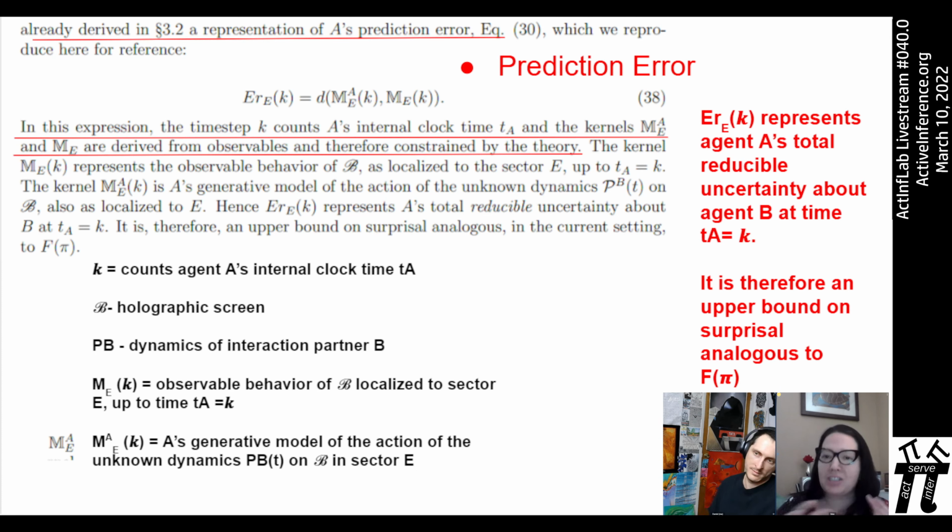That's why the system separation that we saw in figure 5 was important. If we're going to define a system, we're going to look at how other systems interact on the holographic screen, and then think about whether we can predict what that system is doing or not. Like the environment's not doing anything because it's just sitting there. It's the environment, but that's at any given time step snapshot. So it is therefore an upper bound on surprisal, analogous to F of pi that we just looked at earlier, that Daniel mentioned, the upper bound on surprise.